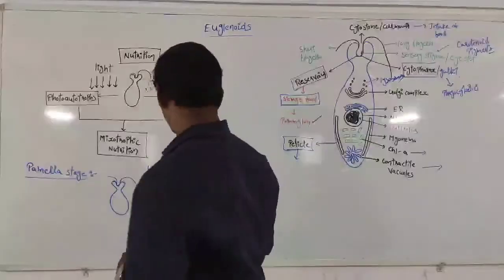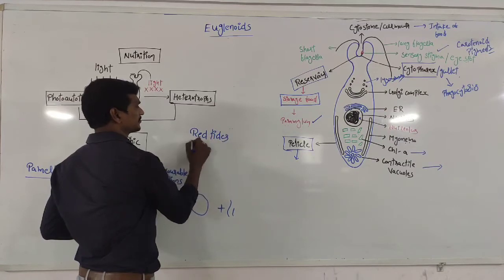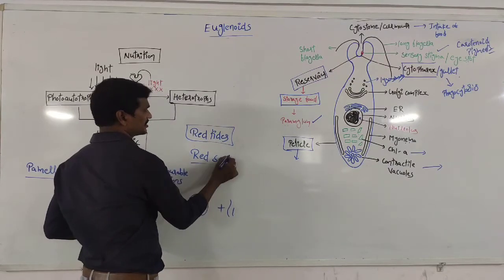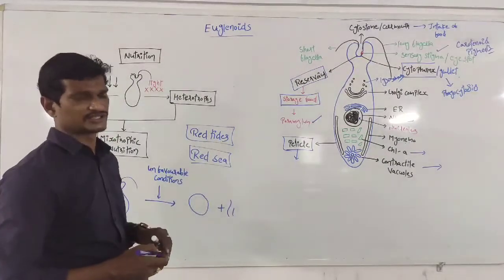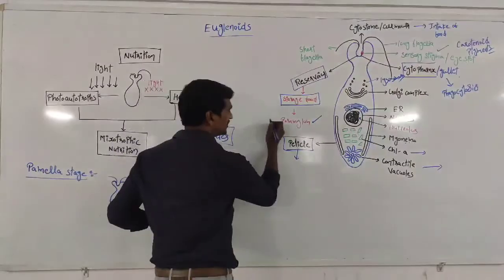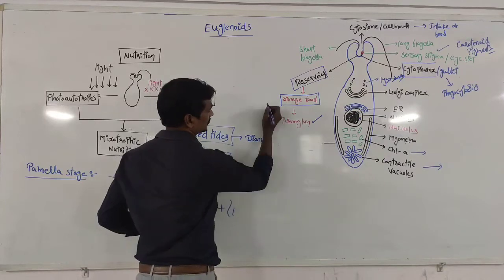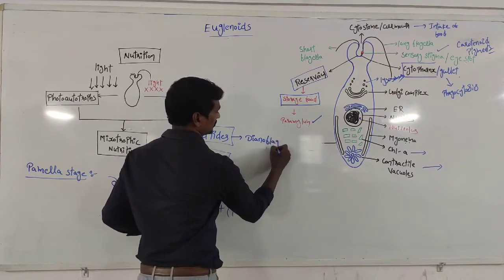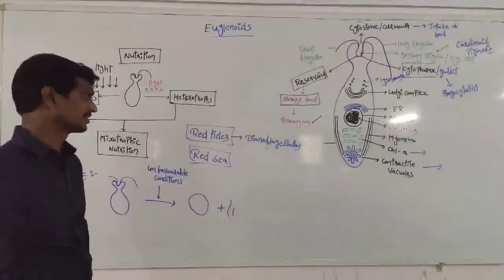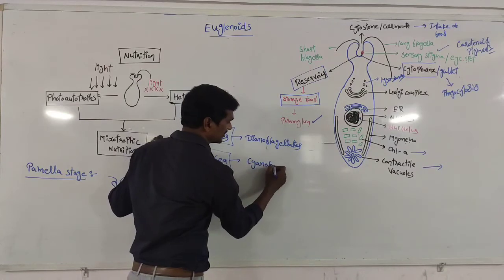And I would like to discuss one important point. In the last class we discussed the red tide. And there is also the red sea. Red sea is different from red tides. The red tides are caused by dinoflagellates, especially the Gonyaulax organism. And red sea is caused by bacteria, especially cyanobacteria.